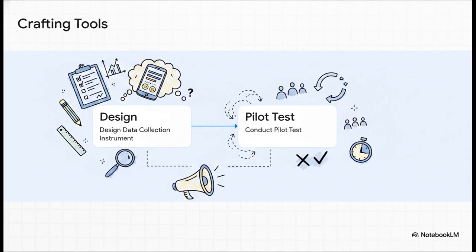Your questions must be crystal clear, well-structured, and completely unbiased. For instance, you might design a survey asking participants to rank their smartphone satisfaction on a scale of 1 to 5. But hey, you can't just send that out into the wild immediately. You must always move to Step 5, conducting a pilot test. You literally have to test your instrument before full implementation.